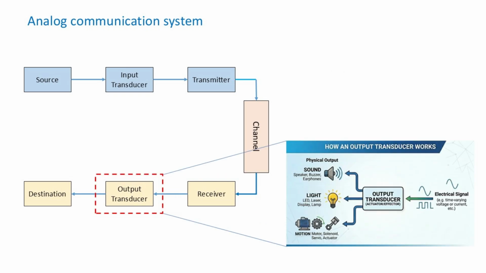The next block is the output transducer. The output transducer is essentially the counterpart of the input transducer. It converts the electrical signal back into a physical form that humans can perceive. For example, a speaker converts the signal into sound, a display converts it into images or video, and in measurement systems, it can also drive actuators to produce physical motion or other outputs.